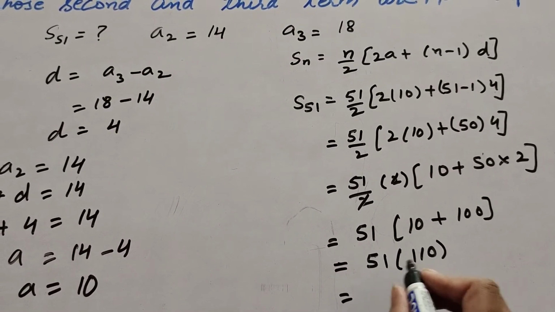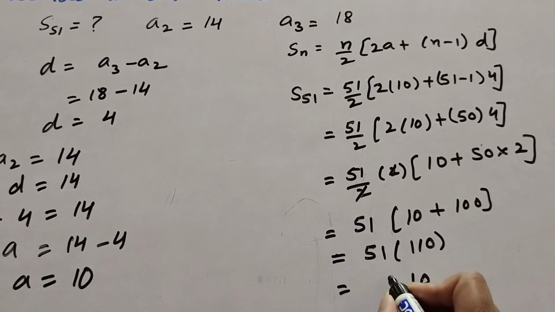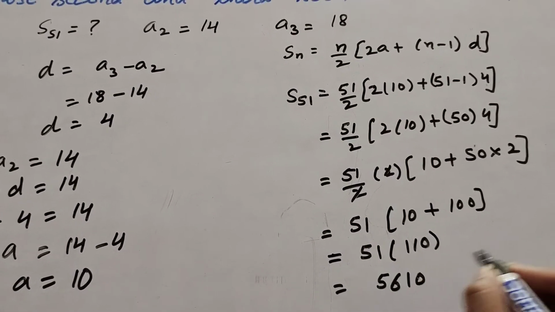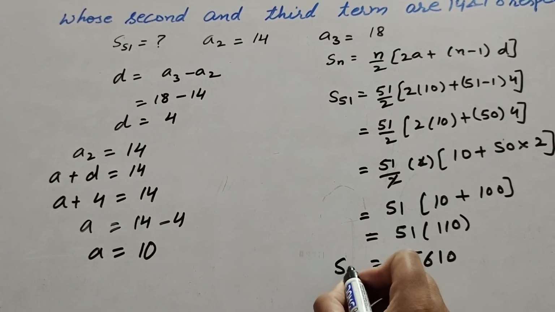So 51 multiplied by 110, we get the answer 5610. So the sum of 51 terms of the given AP is 5610.